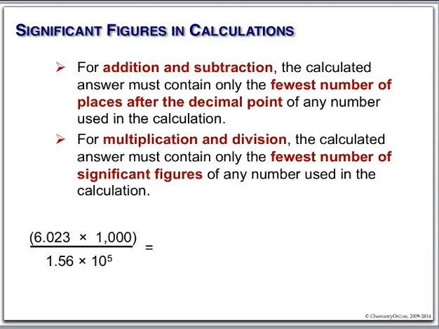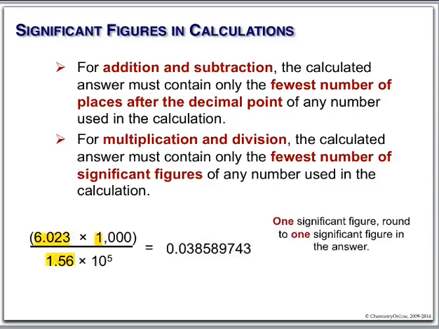In our numerator here, we have 6.023. How many significant figures is that? That's a 4. And then we have 1,000. How many is that? 1. Our denominator here has 3 significant figures.